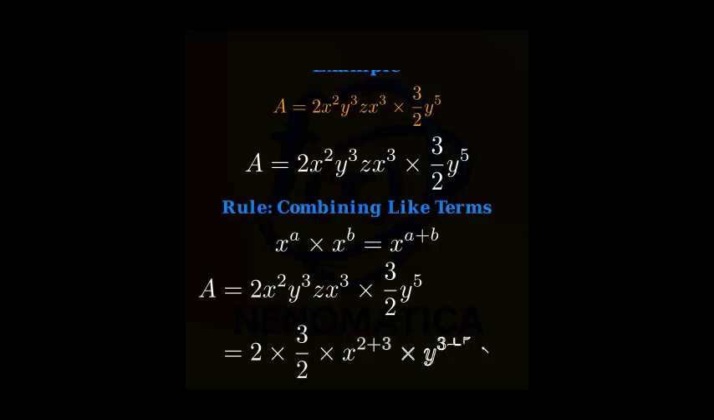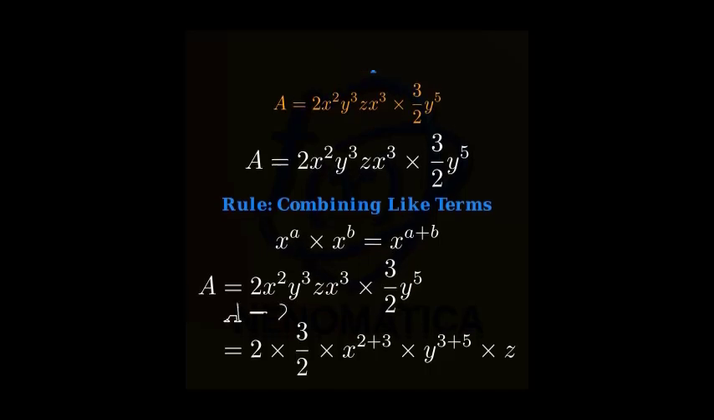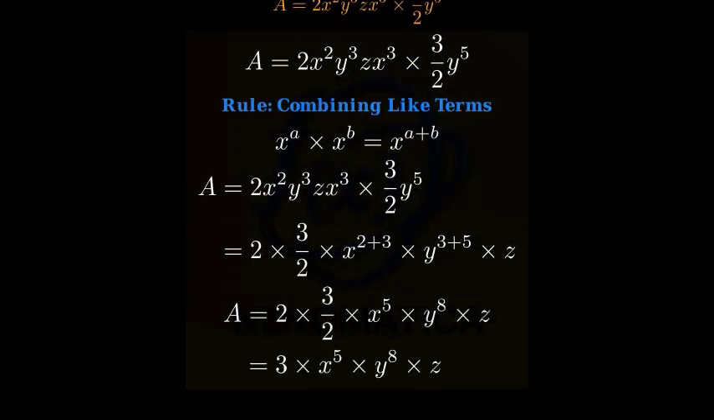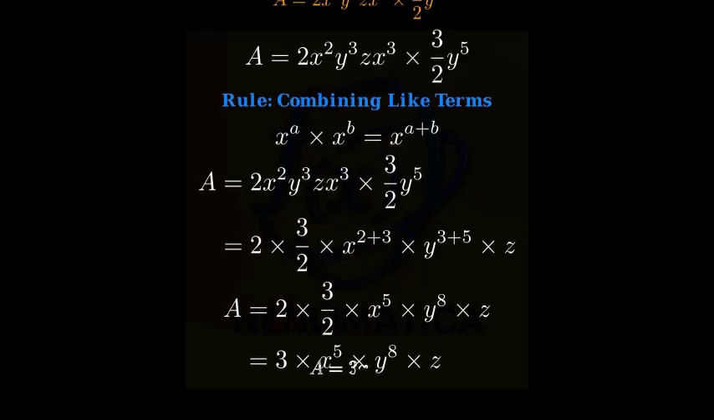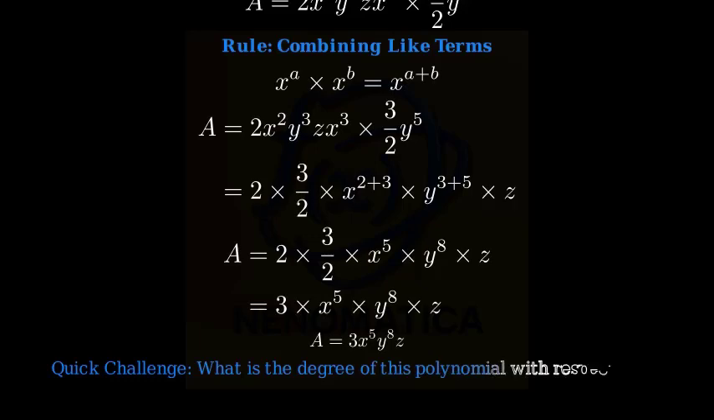First, we'll combine like terms. We have x squared and x cubed, which we can combine to get x to the 5th power. Similarly, we have y cubed and y to the 5th power, which gives us y to the 8th power. For the coefficients, we multiply 2 by 3 over 2, which equals 3.